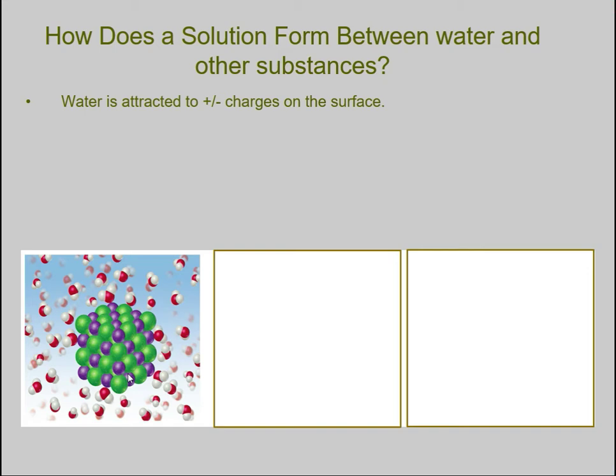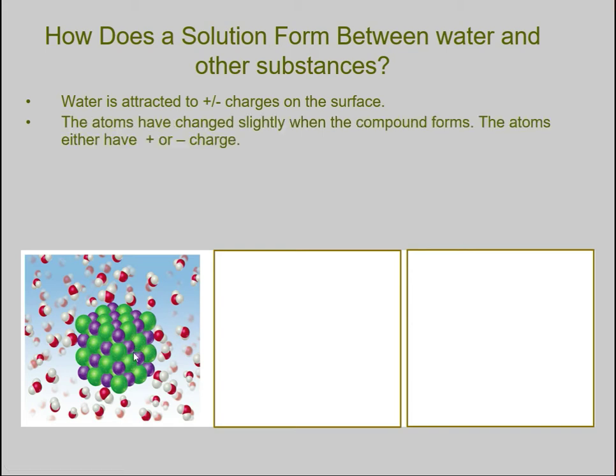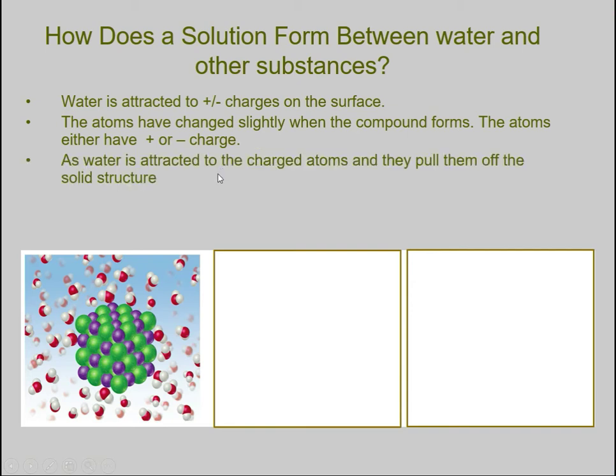Sodiums are pluses, chlorides are minuses, and the things on the outside are the water molecules. Now, we already said the oxygen side of the water molecule is negative, and the hydrogen side of the water molecule is plus. So what's going to happen is the atoms have either a plus or minus charge slightly when the compound forms. The water is attracted to the charged atom and they pull them out of structure.